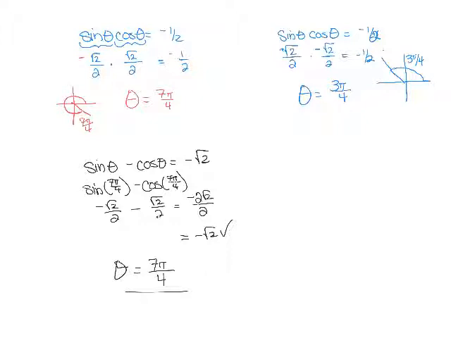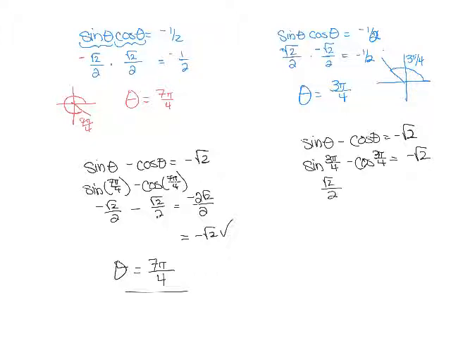Now if we check 3 pi over 4, we know that it has to be a solution to the original equation. So this is going to be the sine of 3 pi over 4 minus the cosine of 3 pi over 4, and we want that to equal the negative square root of 2. So the sine of 3 pi over 4, it's in the second quadrant, that's positive, the square root of 2 over 2, minus a negative square root of 2 over 2, because the cosine is negative.